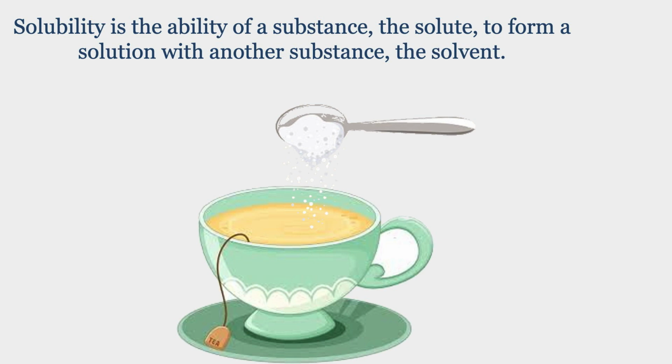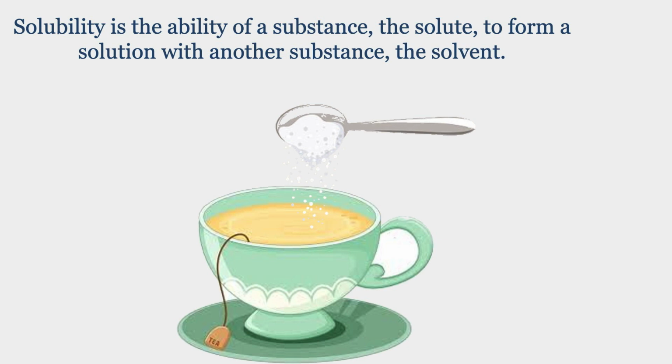If you look down below, you see a spoon filled with sugar dumping into a cup of tea. Now, solubility is exemplified in the process of making tea when sugar is added to hot water. As the sugar is introduced to the hot water, its molecules are enveloped by the polar regions of the water molecules, breaking the intermolecular bonds holding the sugar together. This allows the sugar molecules to disperse throughout the water, forming a homogeneous solution.